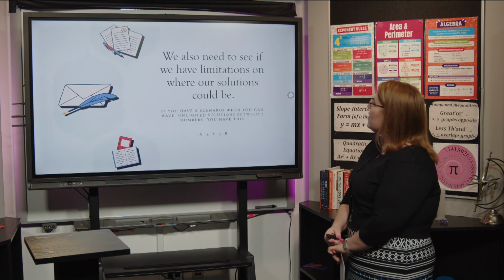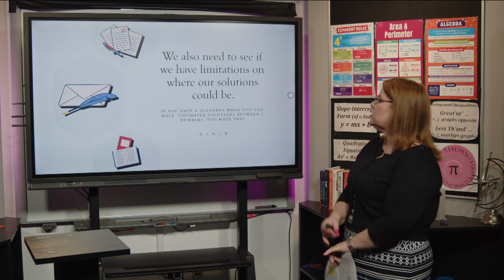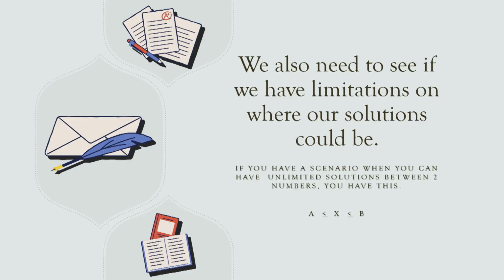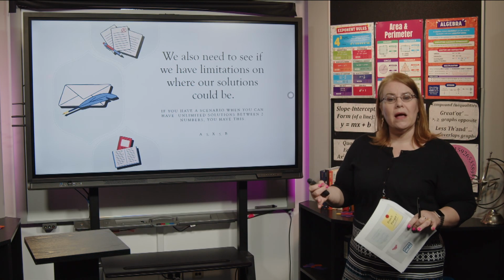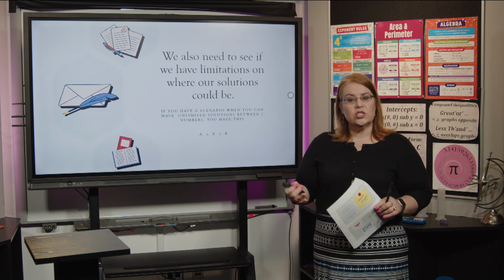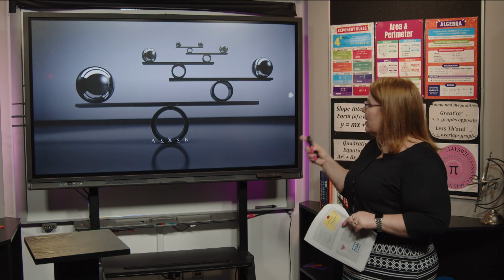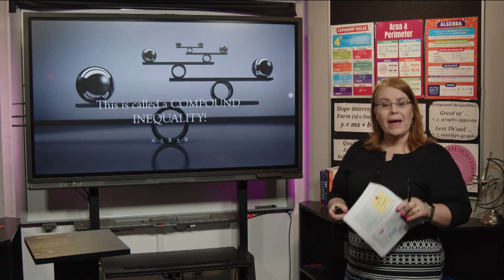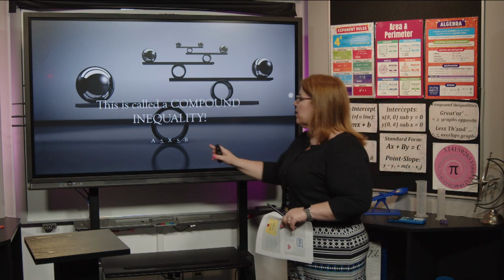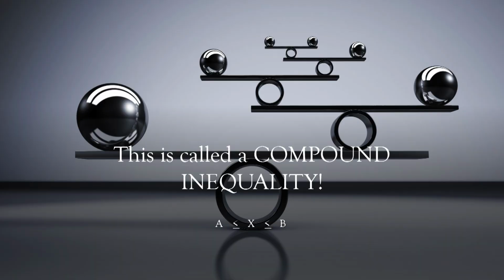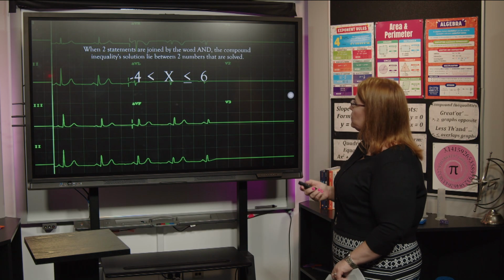So we also need to see if we have limitations on where our solutions could possibly be. If you have a scenario where you can have an unlimited solution between two numbers, then you have A is less than or equal to x, which is less than or equal to B. There's an unlimited amount of numbers or different solutions between the letter A and the letter B, meaning numbers. When we have that, it's called a compound inequality. There are multiple solutions between these two unknowns.